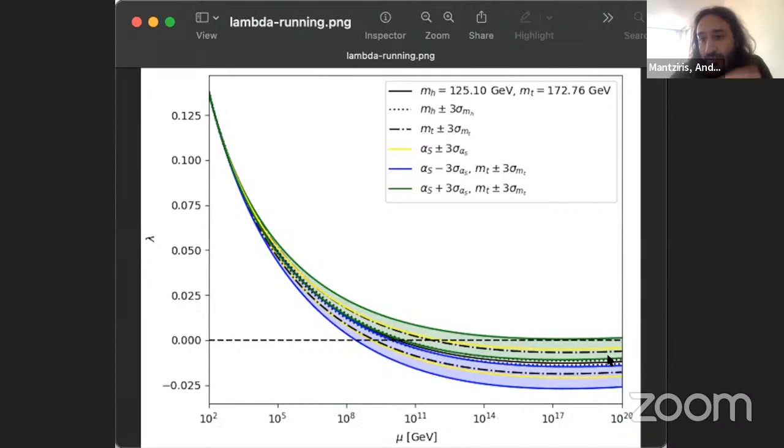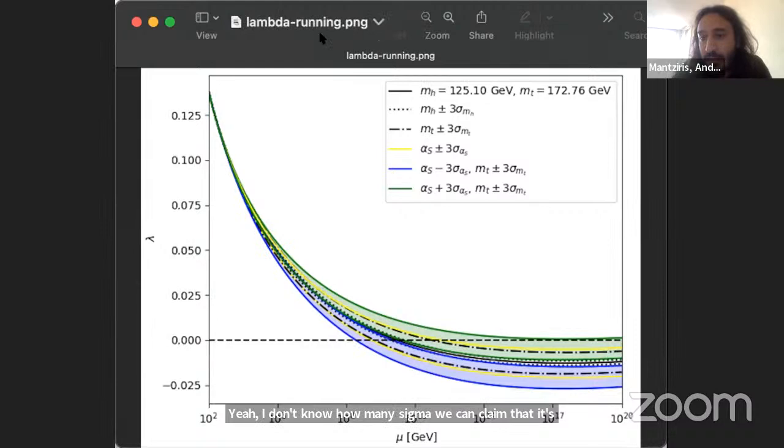But I think the point is that metastability seems to survive still. I don't know how many sigma we can claim that it's still there, but the central value still seems to be pointing there. At least, this is how we in the metastability community are phrasing it.